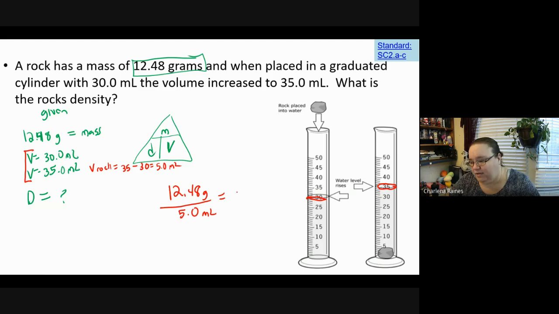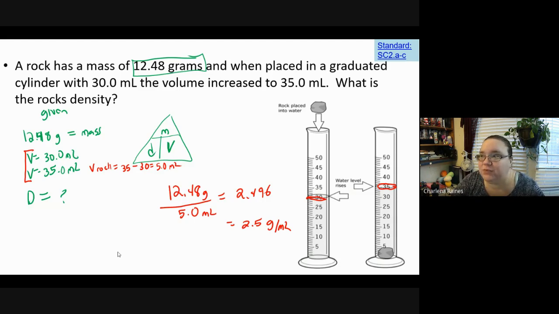And my handy dandy calculator gives me 2.496, or 2.5 grams per milliliter. Again, none of the units cancel. Density should have a fraction for a unit. So my units and my calculation make sense. That is it for density and density calculations.